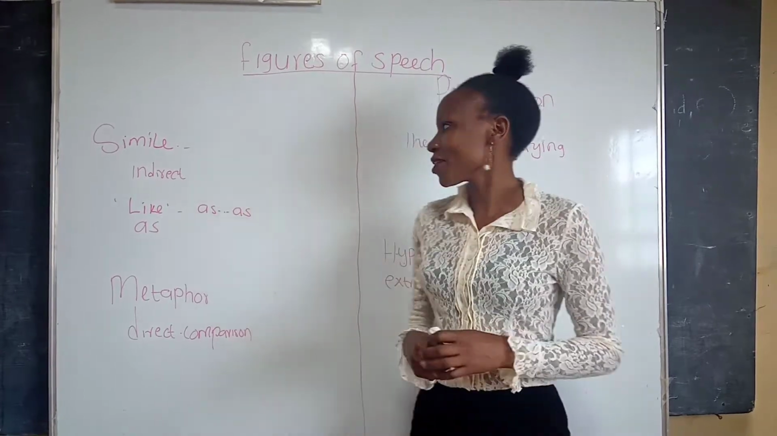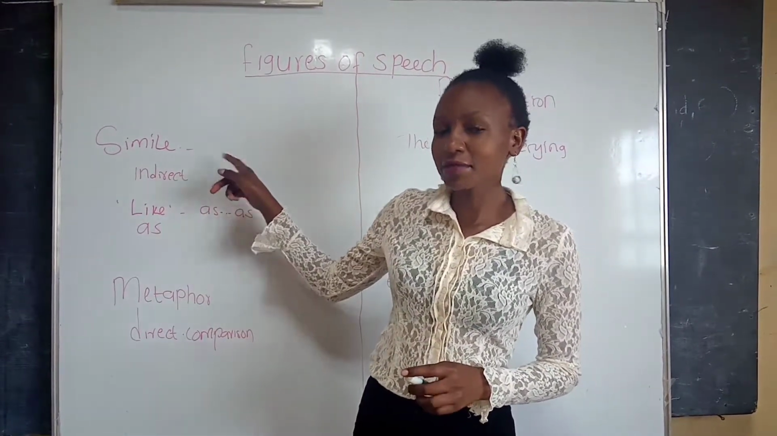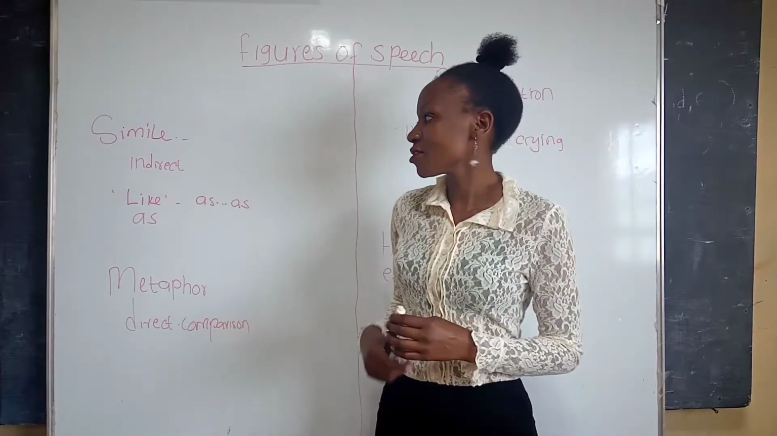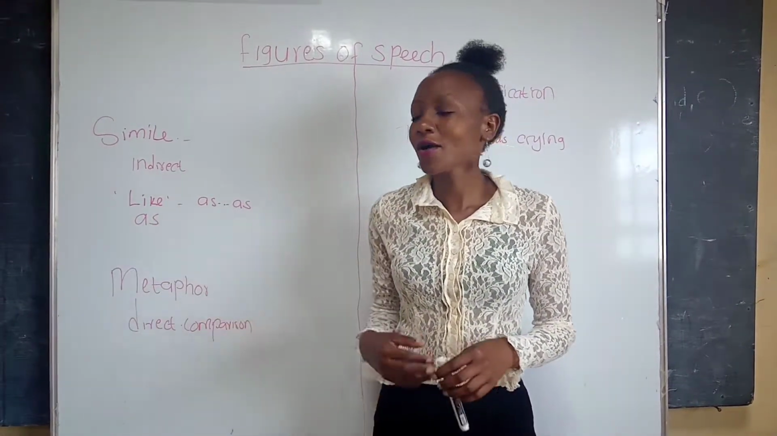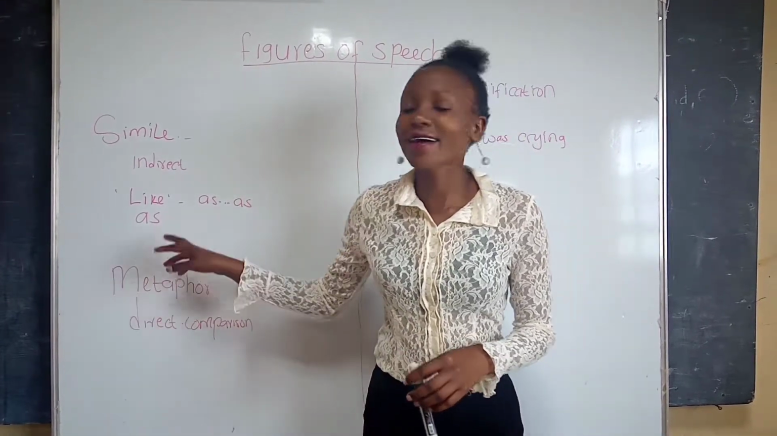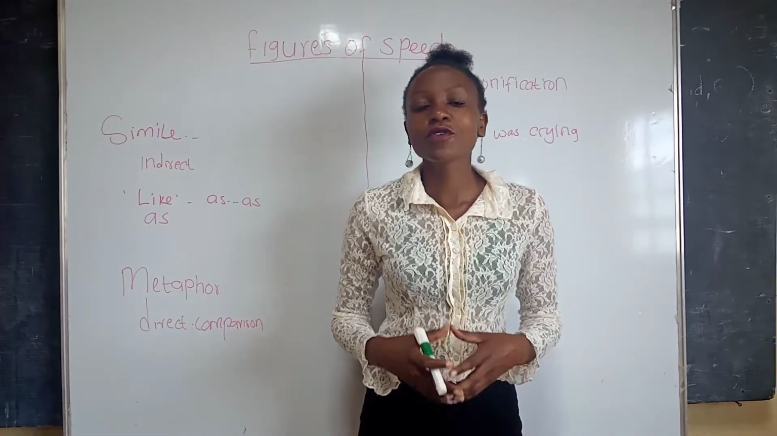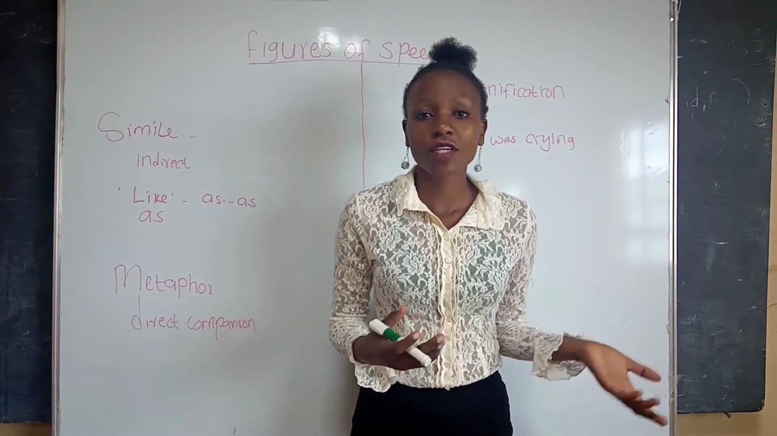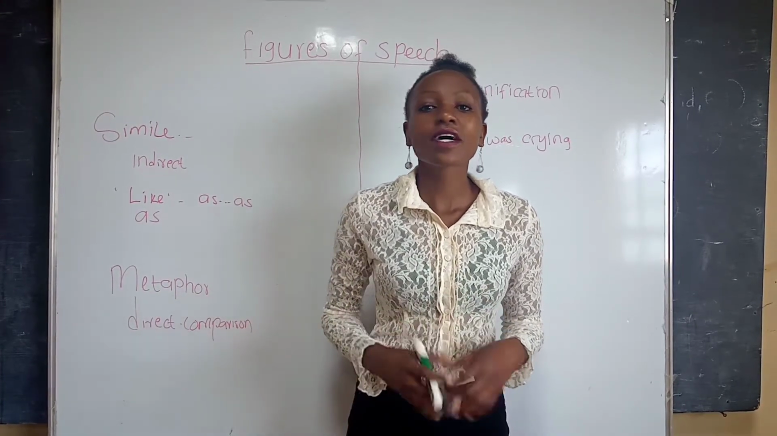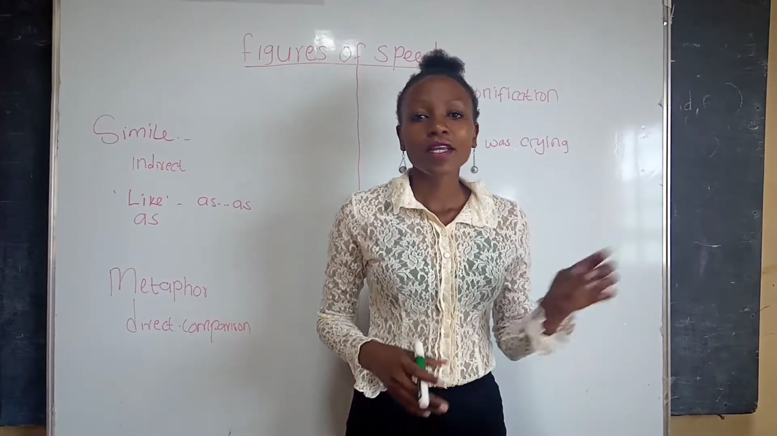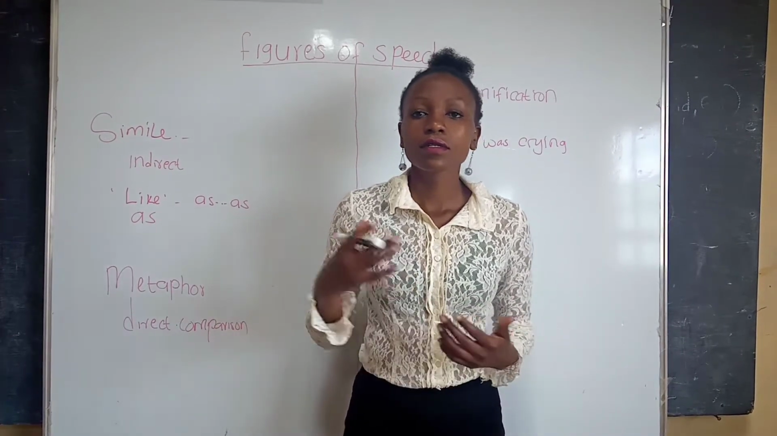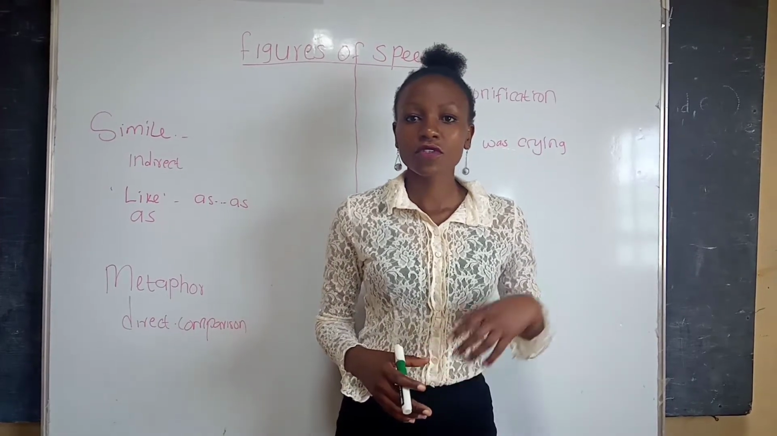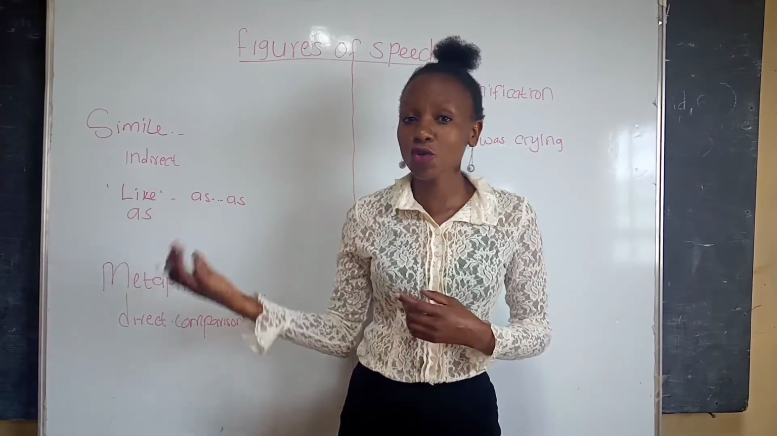So we can start with the first one, that is the simile. A simile is a direct comparison using words such as like, as, or so. For any statement to qualify to be a simile, it must show the comparison between two or more things. If there is no comparison, then that is not a simile. One example of a simile is, she is as fat as a pig. In that statement, you see, she is compared to a pig.